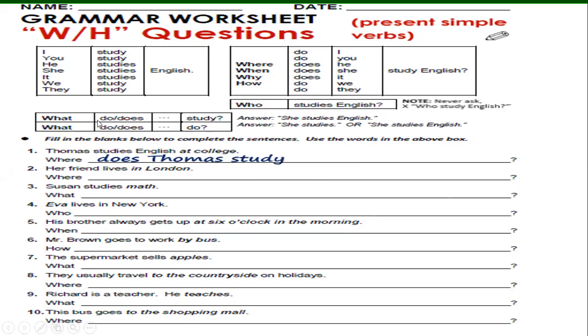So the formula is here, as I was saying in the previous exercise. So here it says, Thomas studies English at college. So this is an affirmative sentence. Therefore, you have to add the rule here to the main verb. So you say studies. But when I have to change it into a question, I say, where does Thomas study? So the verb is with no S. Her friend lives in London.